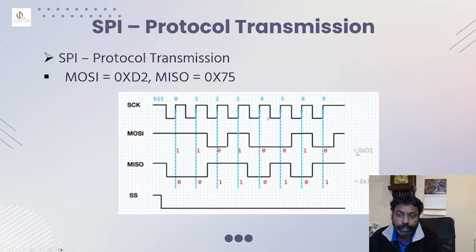So just to transfer 0xD2 on the MOSI and 0x75 on the MISO, this is how it works when chip select is active low on the rising edge. This is how the data gets transferred. The binary value is 1101 0010, and that's nothing but 0xD2. And here on the MISO, the binary value is 0011 0101, and that's 0x75. This is how it works with the rising edge configuration.